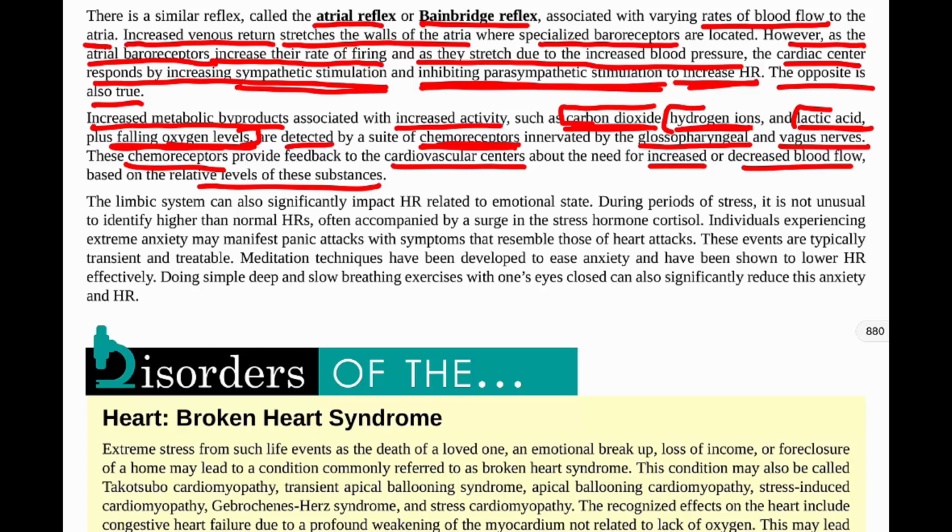Then lastly, we have our limbic system as far as the major groups here. So our limbic system can also significantly impact heart rate, and that's related to our emotional state. So during periods of stress, it is not unusual to identify higher than normal heart rates, often accompanied by a surge in the stress hormone cortisol. So individuals experiencing extreme anxiety may manifest panic attacks with symptoms that resemble those of heart attacks.